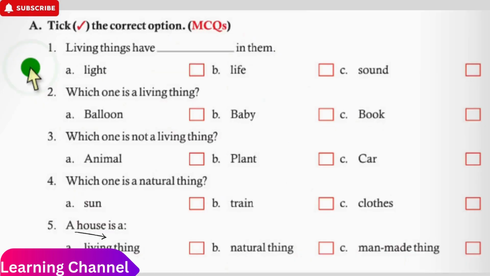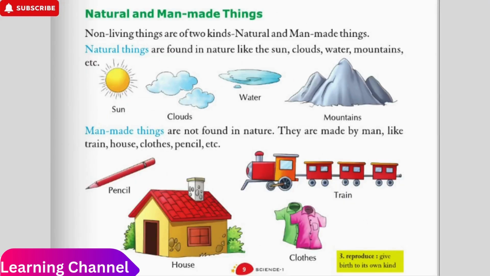There are two types of non-living things. One is natural non-living things and the other one is man-made non-living things. Natural things are found in nature like sun, clouds, water and mountains. On the other hand, man-made non-living things are not found in nature. They are made by men like train, house, clothes and pencils.